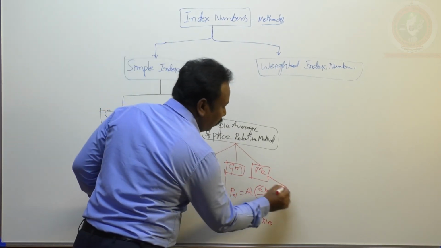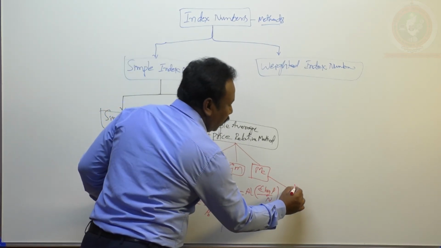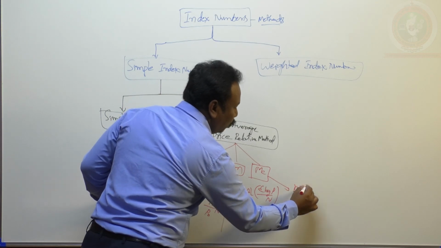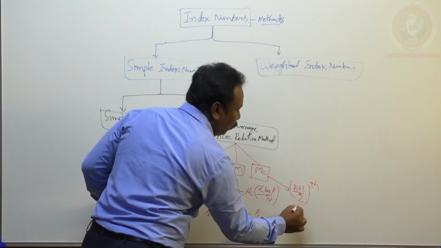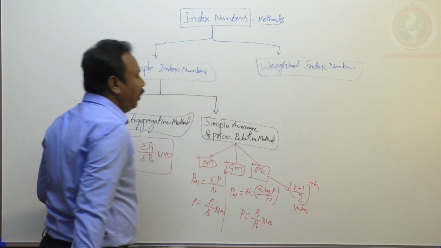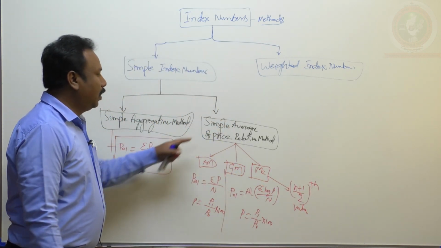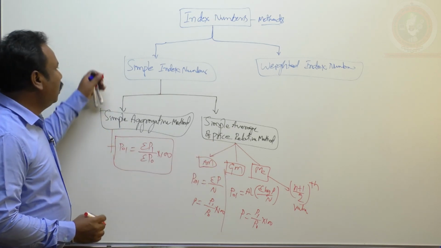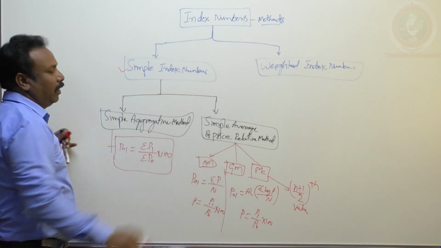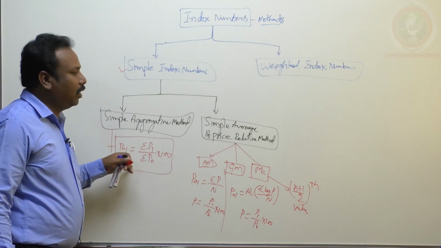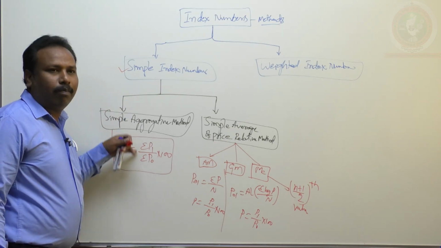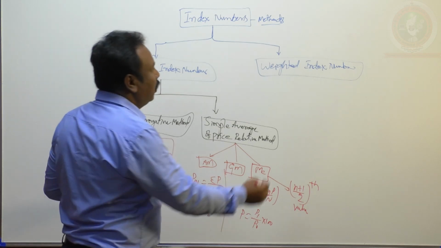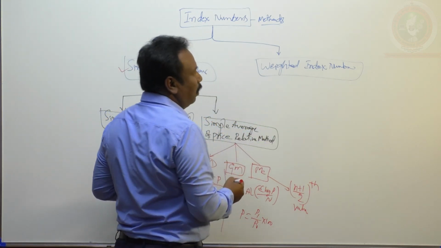For the median, it is the (n plus 1) divided by 2 th value, which gives the median under the simple average of price relatives index method. So this is the simple index method. We already discussed it in the previous session with various case studies and problems. Now today we are going to discuss the weighted index method.